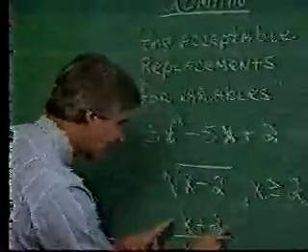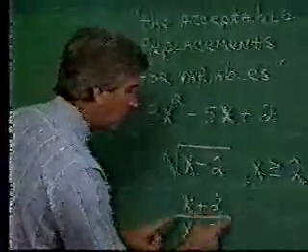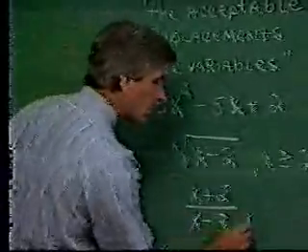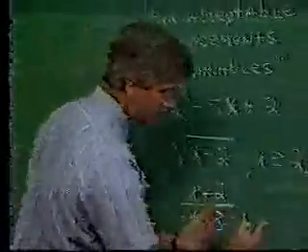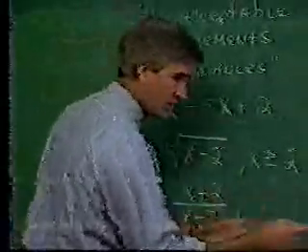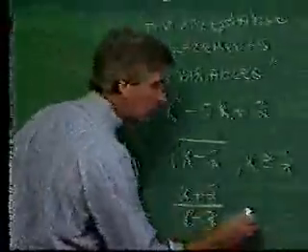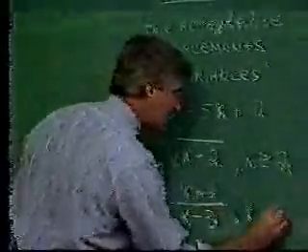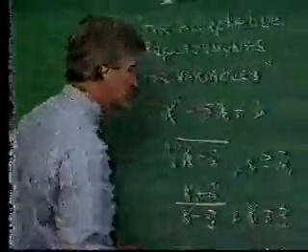For this little fractional or rational expression, x cannot take on the value 3. So we would write as the domain all real numbers except 3. Now, instead of saying all real numbers except 3, we understand we're talking all real numbers, and we just list the exception. x cannot be equal to 3. That's a way of writing the domain.